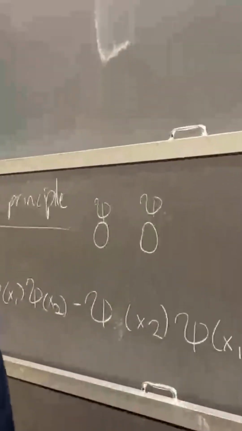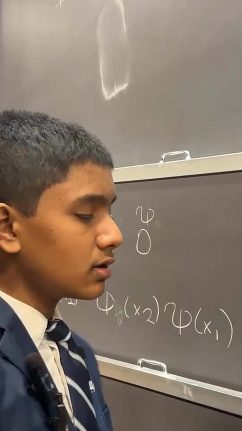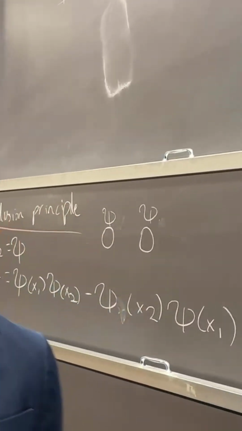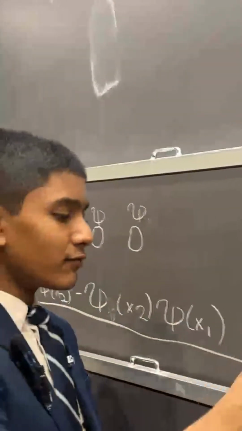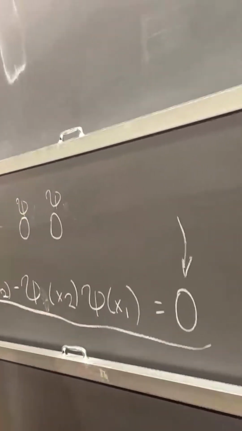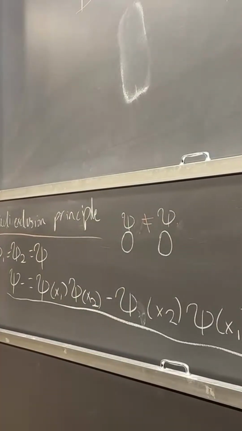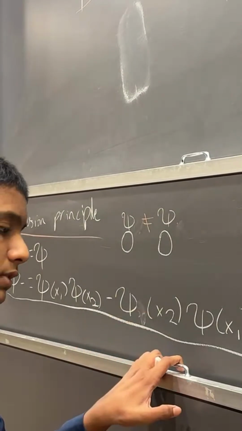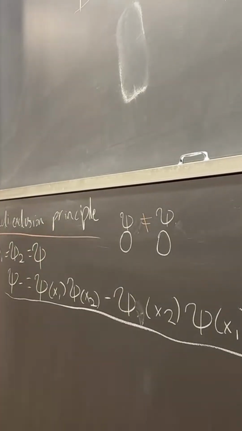But of course, that's equal to 0. And we all know 0 wave functions, non-normalizable wave functions, can never appear in the real universe. Which means that in the real universe, this can never occur. Two fermions can never have the exact same state. Now that's a pretty big deal. Why is it a pretty big deal?